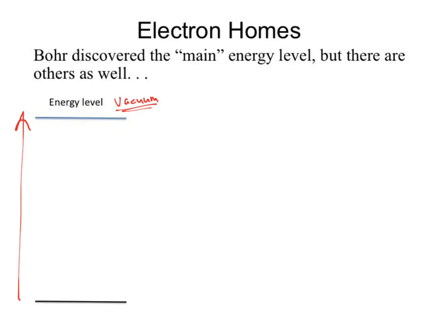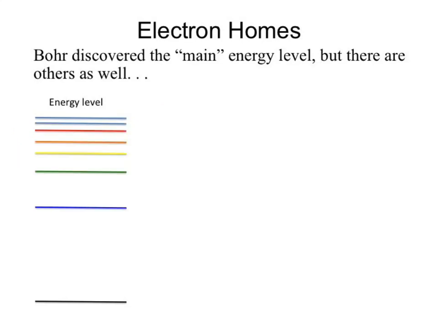So what Bohr then theorized was that we had different energy levels for our electrons. We start at a very low energy, and we slowly move our way up. You'll notice that the gaps between those are different. Why might the gaps between those be different?